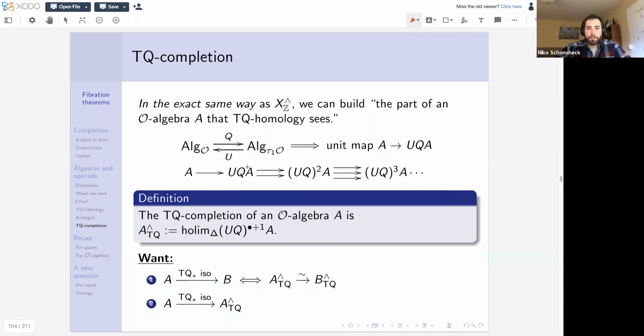Cool. So remember, the whole point of this completion was to essentially, hopefully, provide a localization. These are the two things we would want. And again, it's not tremendously difficult to check that we have this first one. The second one, again, will often exceed what we were looking for and will have a weak equivalence. And when exactly that happens is where we're headed.